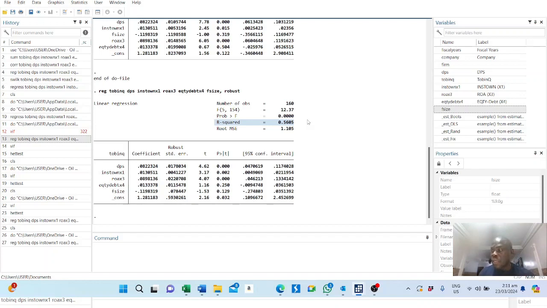So this is how to address some of the post-estimation issues in econometrics research for finance and accounting.